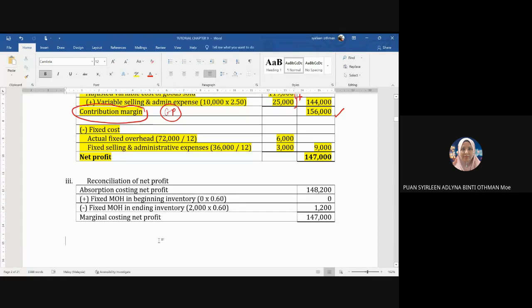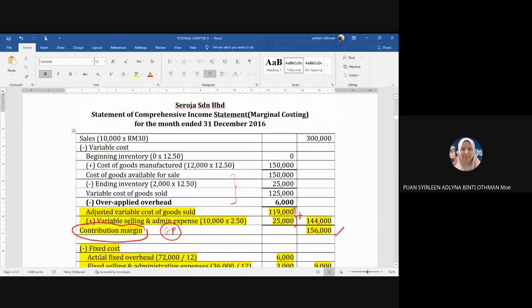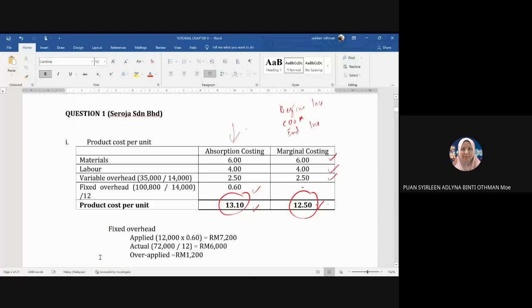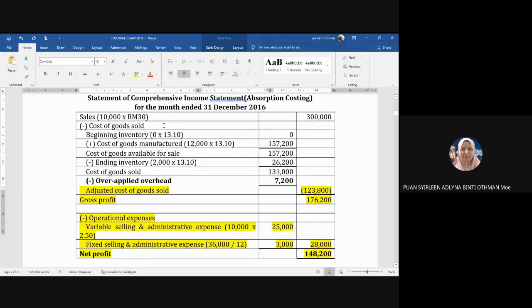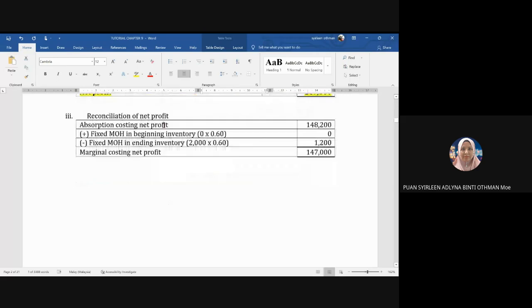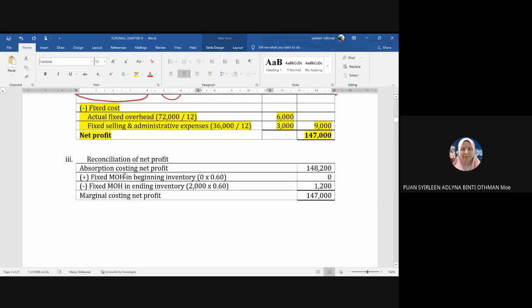Okay, fixed cost in beginning inventory. So kalau kita tengok fixed cost tu kat mana sebenarnya saya ambil nilai tu? Nilai tu madam ambil dari sini. Okay, this 60 cents. Ini yang kita akan guna untuk reconciliation. Okay, alright. So, kita akan plus fixed manufacturing overhead in beginning inventory. Kosong sebab unit dia kosong. And then fixed manufacturing overhead in ending inventory 1,200.